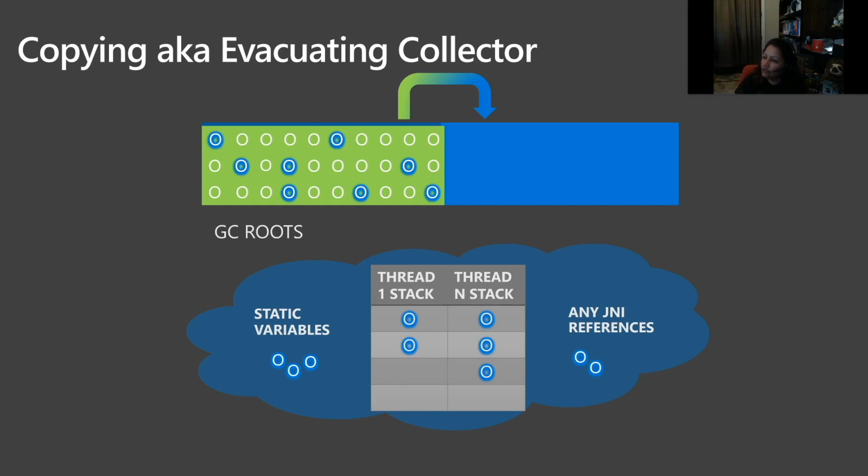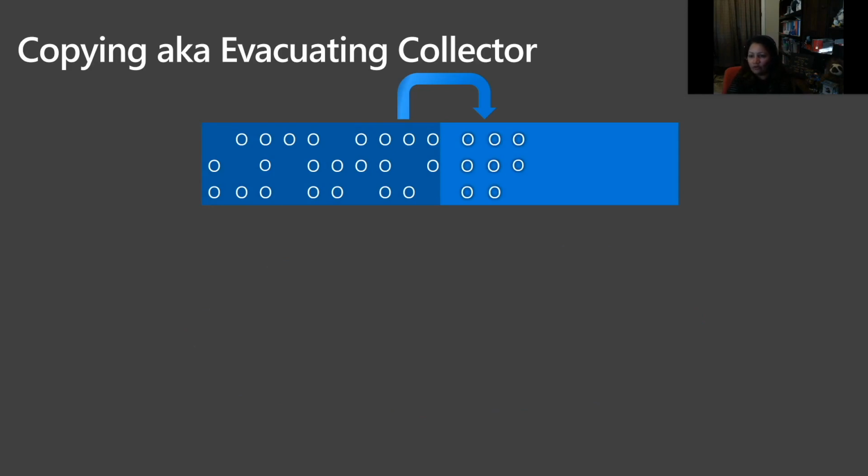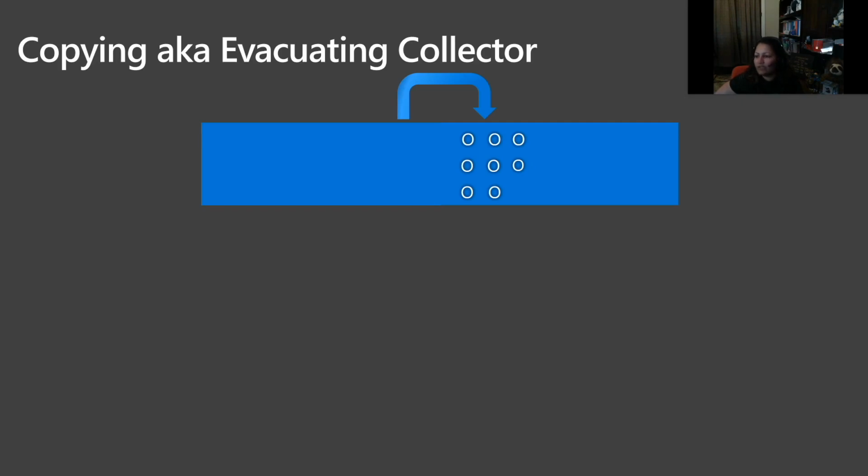Now it's time to perform the copying, where we move the live objects into the to space, as shown here. And now we can reclaim the from space. This not only helps cache locality, it also has a smaller footprint. So here we go. Now we can reclaim the from space, and our to space now acts as the from space. So we continue allocating in the new from space.